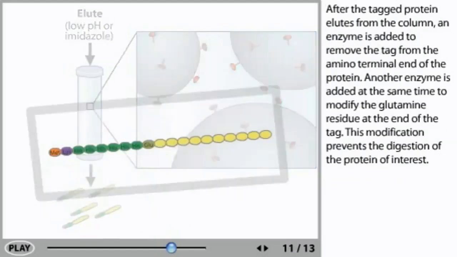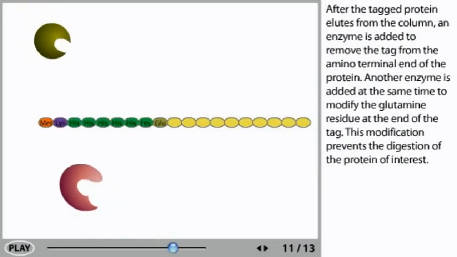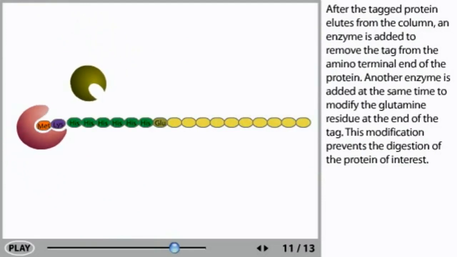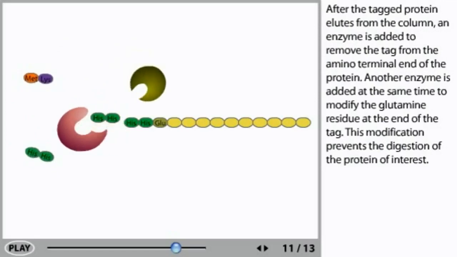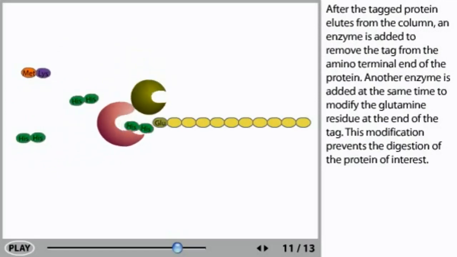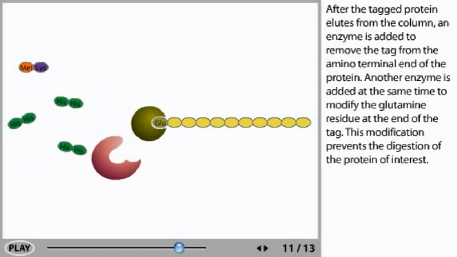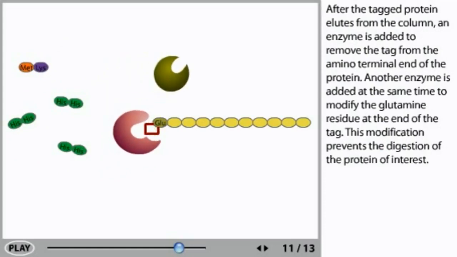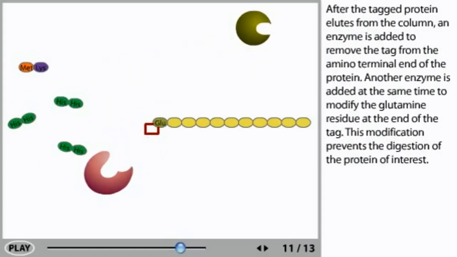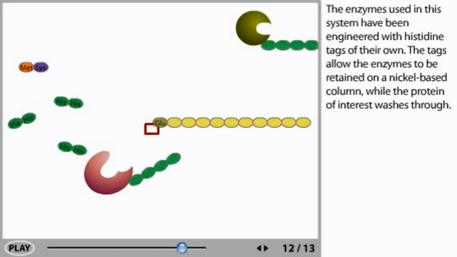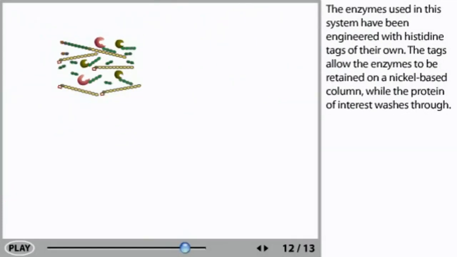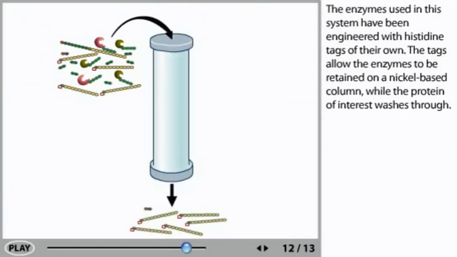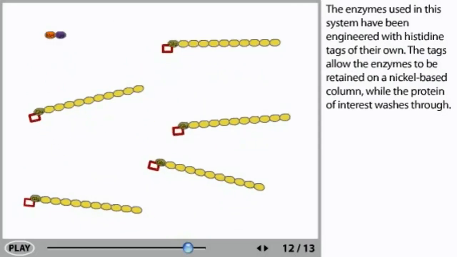After the tagged protein elutes from the column, an enzyme is added to remove the tag from the amino terminal end of the protein. Another enzyme is added at the same time to modify the glutamine residue at the end of the tag. This modification prevents the digestion of the protein of interest. The enzymes used in this system have been engineered with histidine tags of their own. The tags allow the enzymes to be retained on a nickel-based column, while the protein of interest washes through.